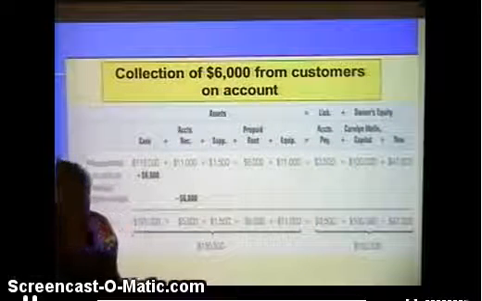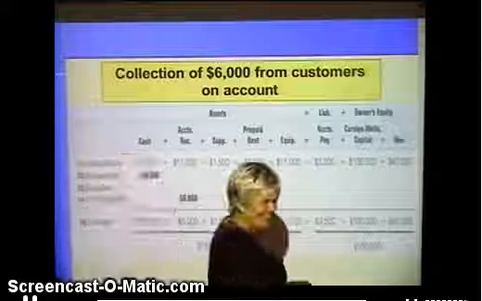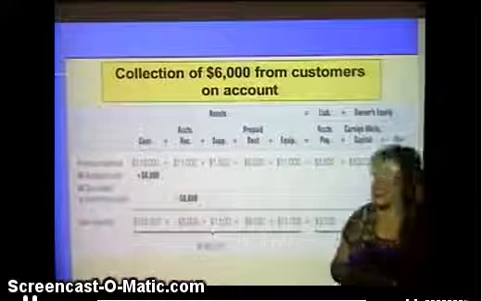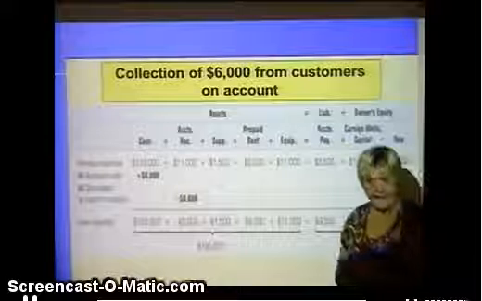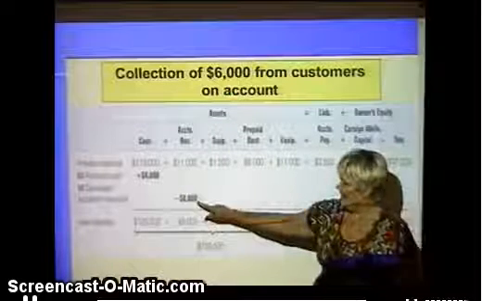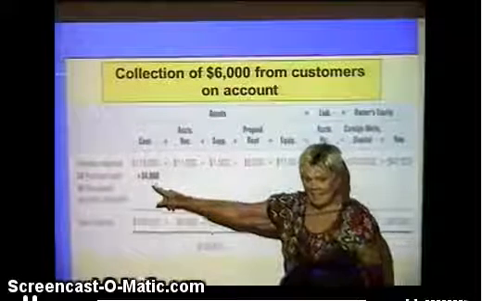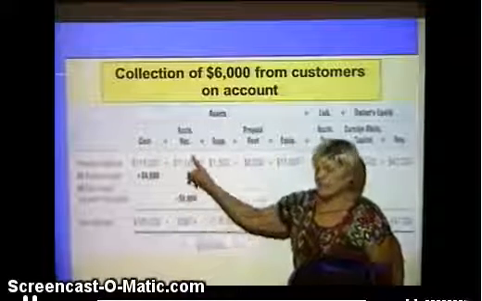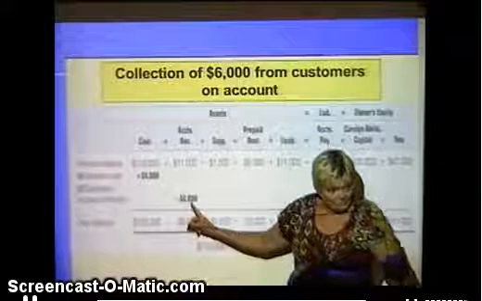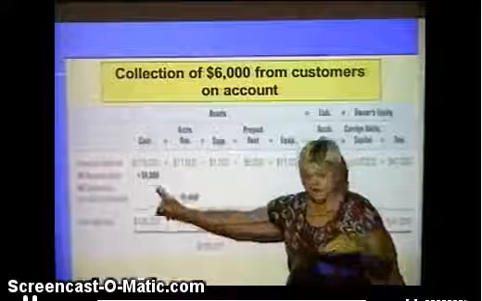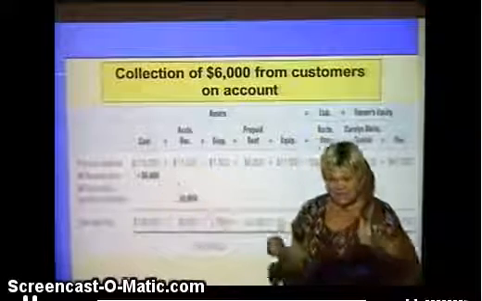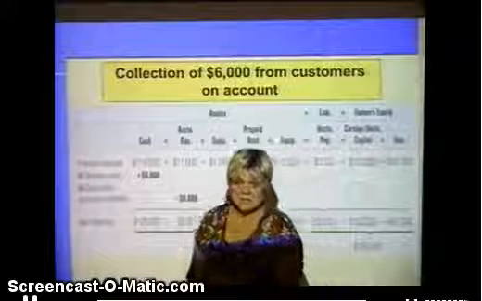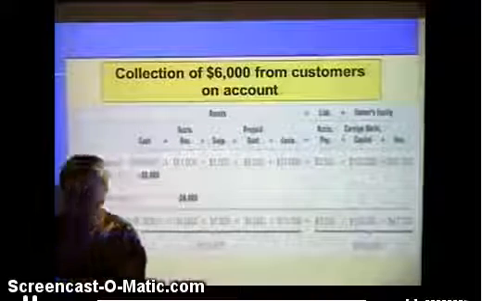Here we are. Yes, it happened. You got paid some money that they owed us. So what happened? Credited accounts receivable, debited cash. What they owe you went down, and your cash went up. Assets stayed the same in total, right? Okay. Everybody okay with that? Everybody got it?